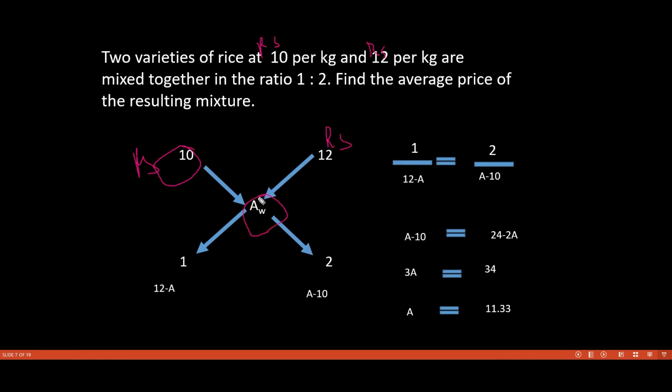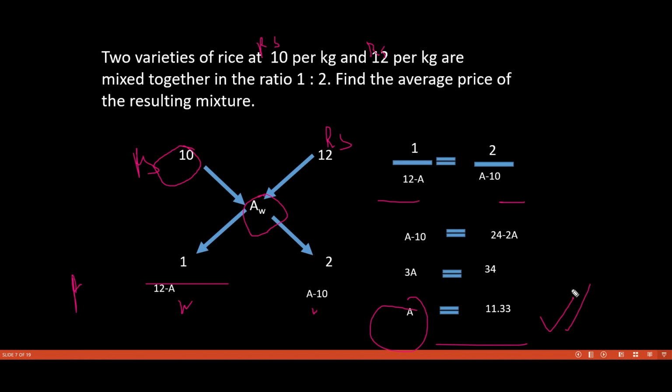And then AW, the average price which we want to find, and the ratio is given as 1 is to 2. Using the method, A2 minus AW, we write it here: 12 minus AW and AW minus 10. So we get the equation 1 divided by 12 minus A is equal to 2 divided by A minus 10. Now you can solve the equation and get the average, which is 11.33. This is how you get the average price of the resulting mixture.